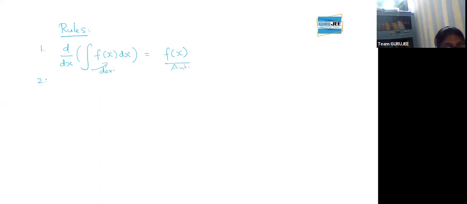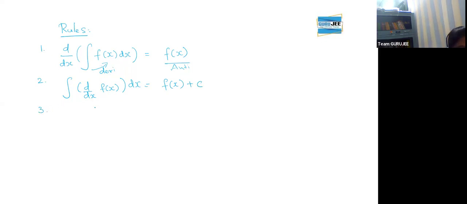Whatever we saw in the introduction, the same thing is represented here. Integrate d by dx of f of x dx, then f of x will accompany a constant.